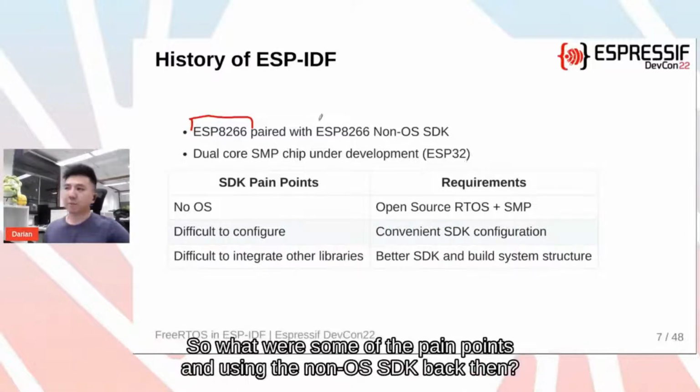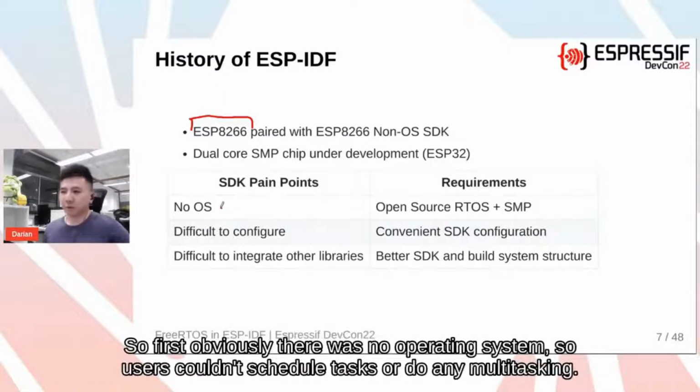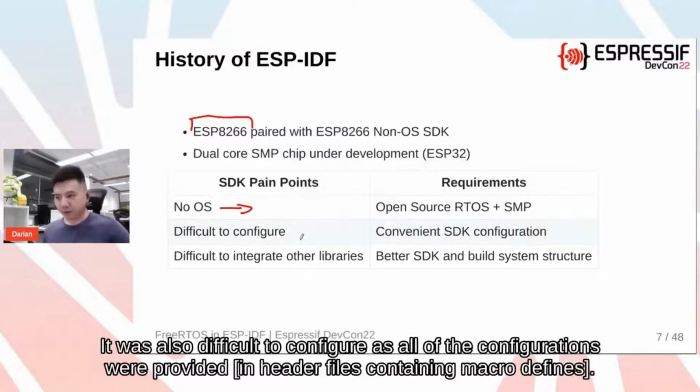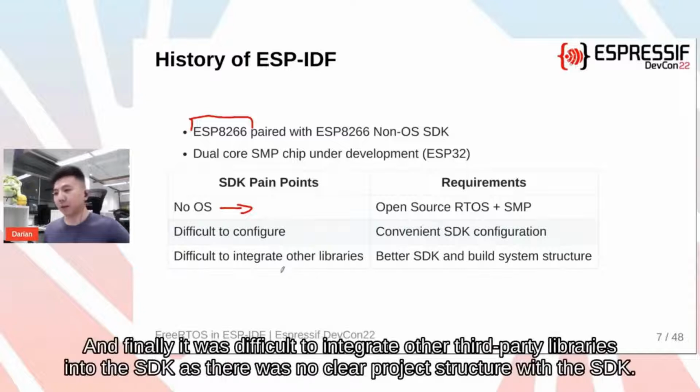So what were some of the pain points in using the non-OS SDK back then? First, obviously, there was no operating system, so users couldn't schedule tasks or do any multitasking. It was also difficult to configure, as all of the configuration was provided in a header file with some macro defines. And finally, it was difficult to integrate other third-party libraries into the SDK, as there was no clear project structure with the SDK.